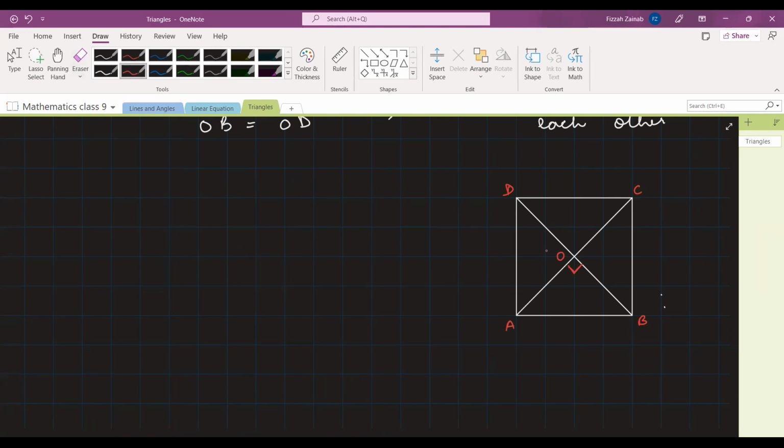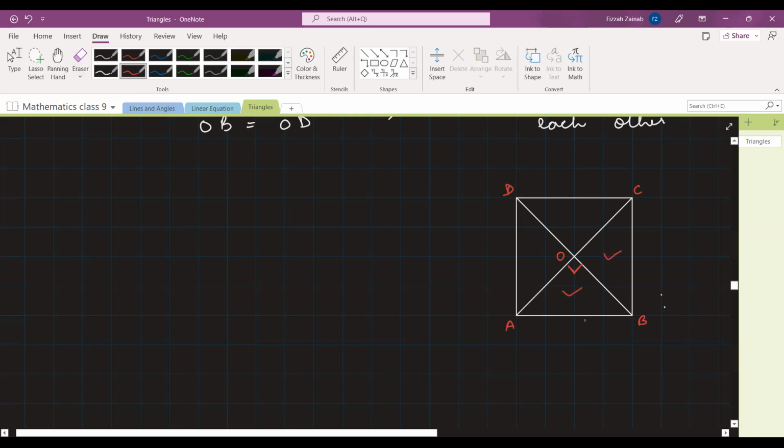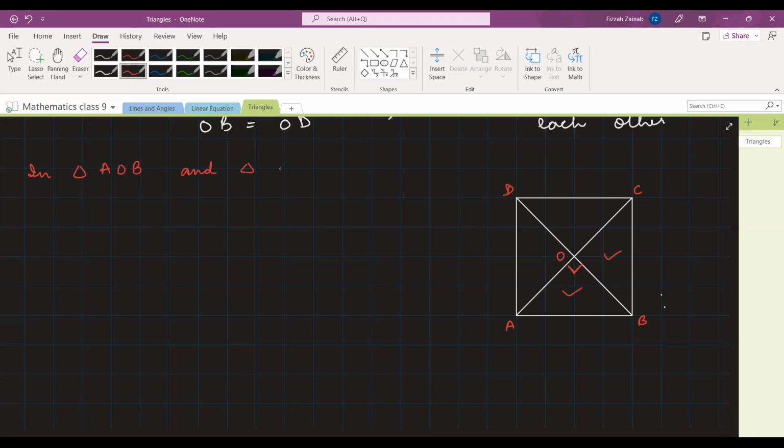This time I take this triangle and this triangle. Let's take this. First of all, let's try to prove them congruent. So in triangle AOB and triangle COB, right? So what else do I have now? So now I can say that OA is equal to OC. I have just proved, right?